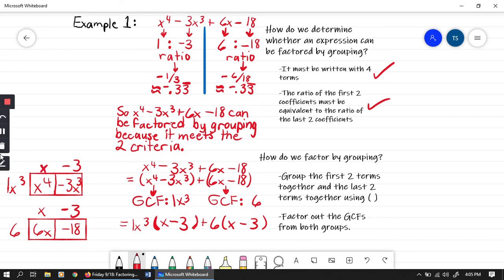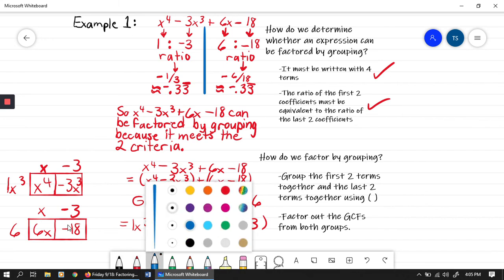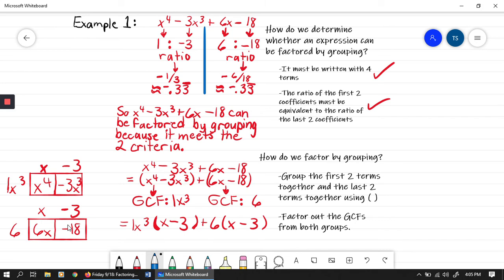All right, now here's what's important for you to realize here. When we did this and we factored out those GCFs, do you notice that these two things that were left over are the same? Did you notice that? That this part that was left over was x minus 3, and this part that was left over was x minus 3? And the reason why that is the same is really because the ratio of those coefficients was the same. And because the ratio of those coefficients was the same, and that was one of the criteria that needed to be met for us to factor by grouping, when we factor out the GCFs, we should always get the same factor, or the same thing that's left over there.